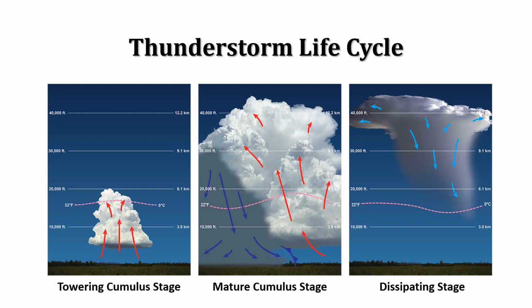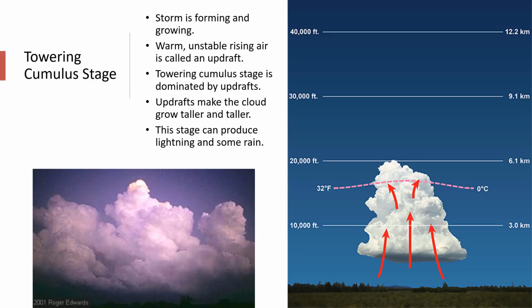Thunderstorms have a life cycle. They grow, mature, then dissipate. The first stage is the towering cumulus stage. In this stage, the storm is forming and growing. Warm, unstable rising air is called an updraft. The towering cumulus stage is dominated by updrafts. Updrafts make the cloud grow taller and taller. This stage can produce lightning and some rain.